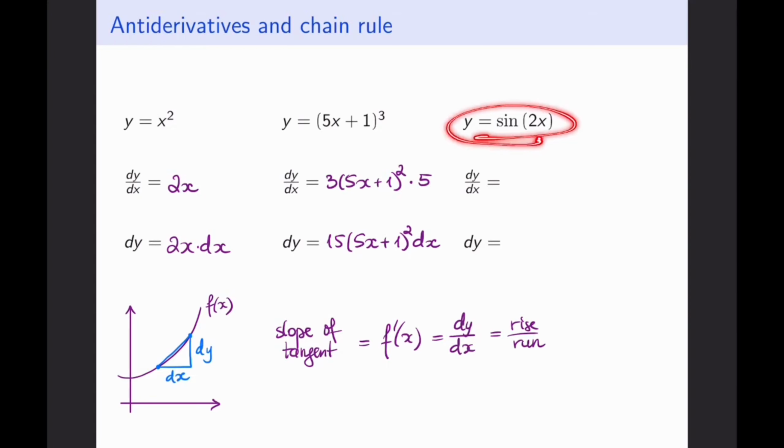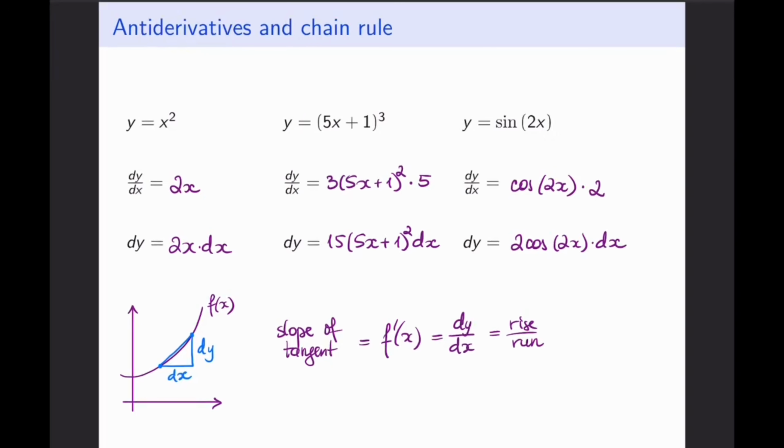The derivative of sine 2x, again, the chain rule. So first I take the derivative of the outside, which is the trig function. So the derivative of sine is cosine of the same inside, times the derivative of the inside, so 2. And again, rewriting in terms of dy only, I can have 2 cosine of 2x times dx.